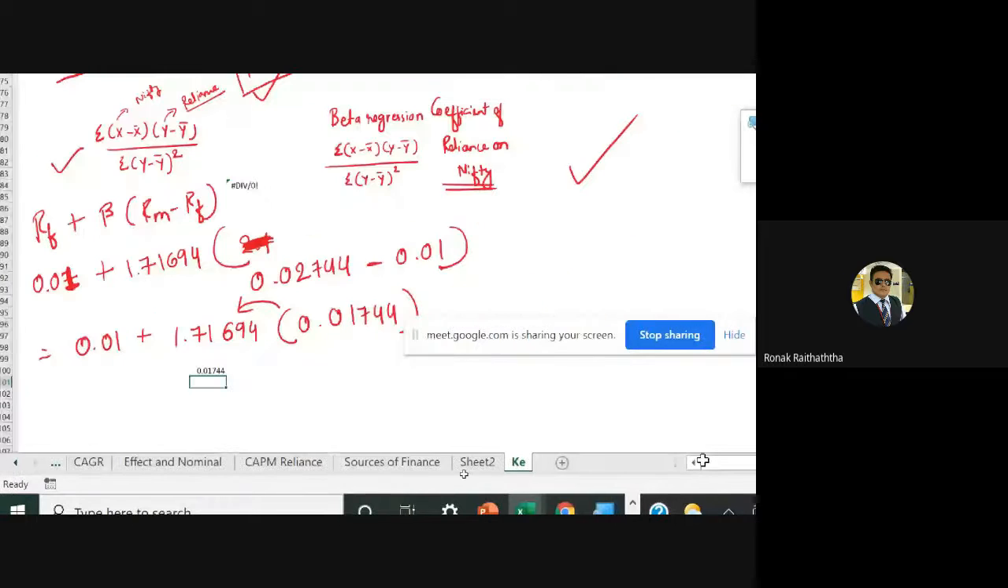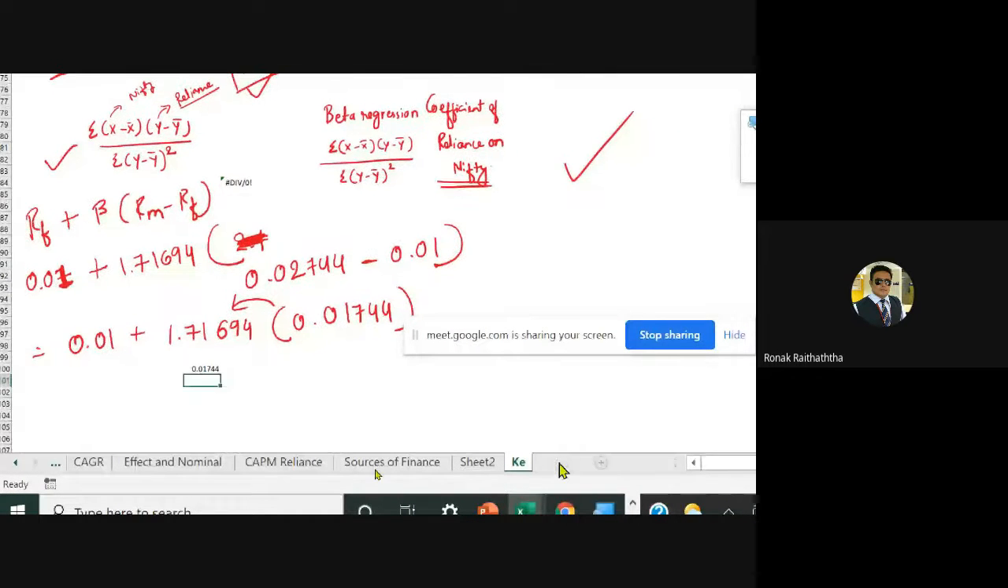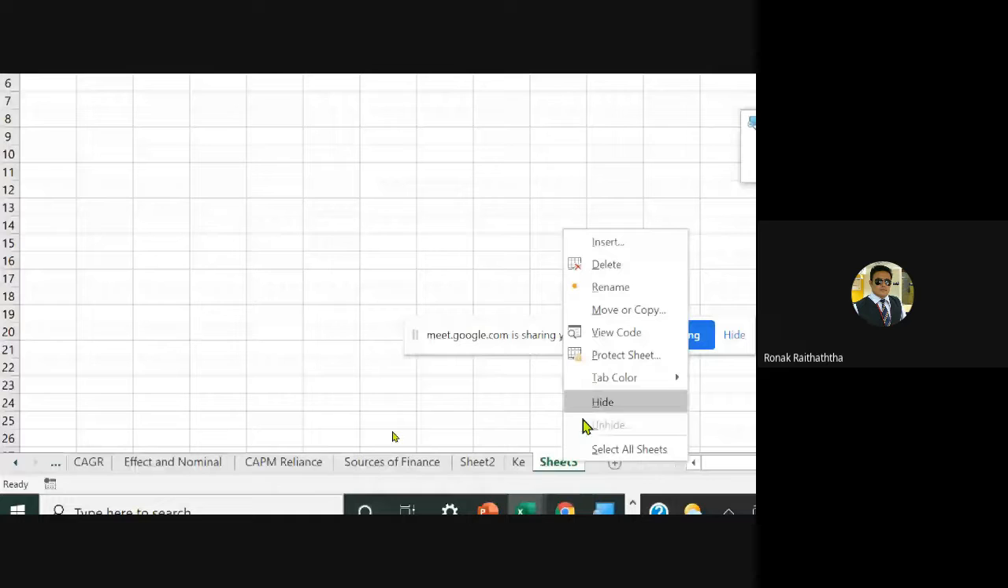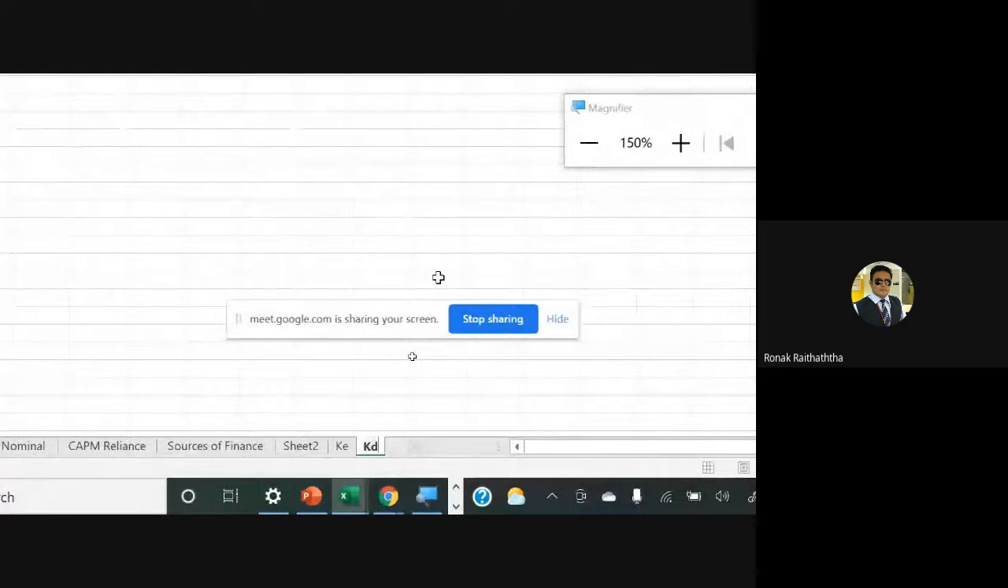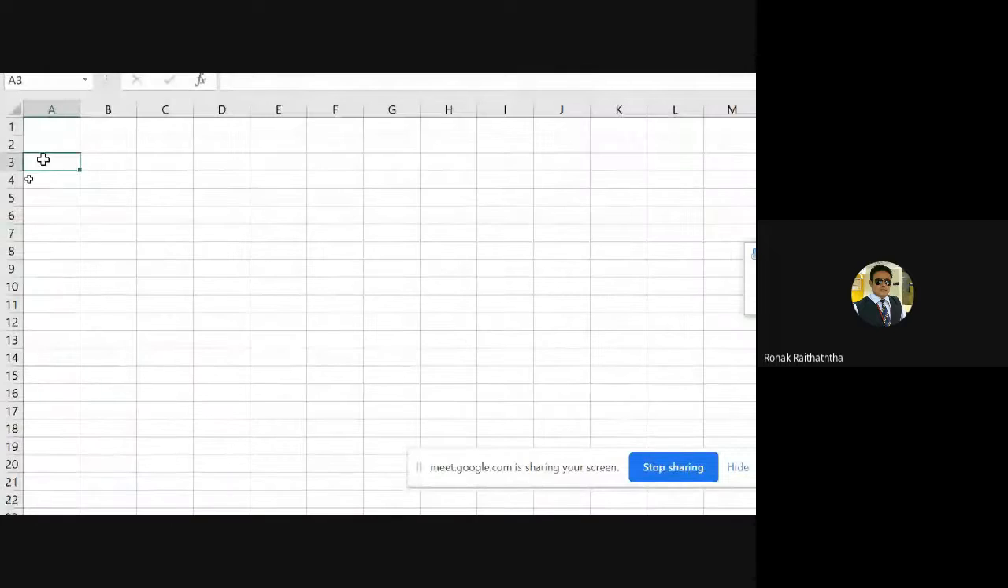Okay, my friends, now I'm going to the KD, which is the cost of debt. You will be writing this in your book. Now, when it comes to debt, that means loans and borrowings we take, think of it from the perspective of the company. What can be the cost for a company if they take loans and borrowings? May I have the interaction, please?